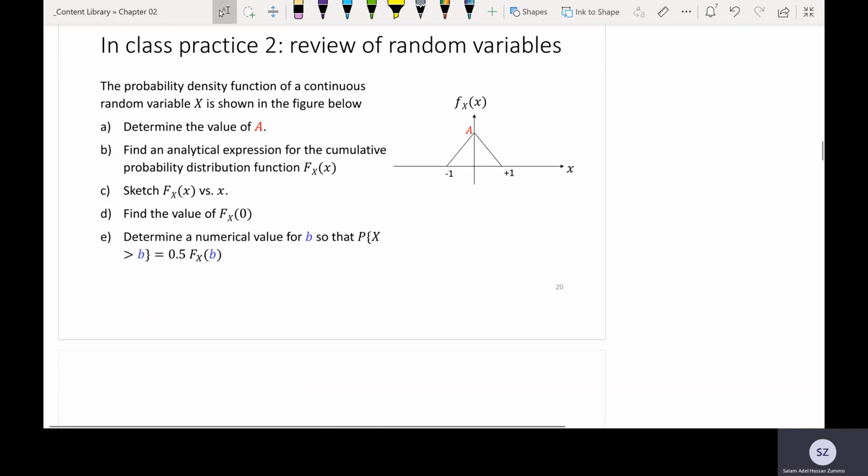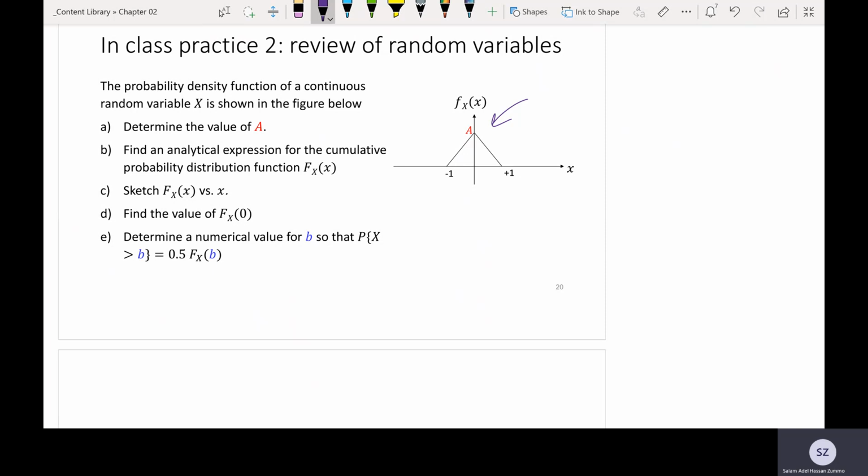Okay, another question. Now today is the day of examples. So now we have a PDF that looks like this. It's a triangular function from -1 to 1. First thing, is it a valid PDF? Clearly, there are no negative parts.